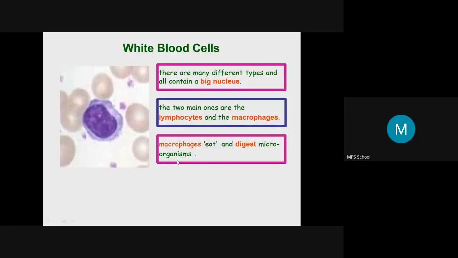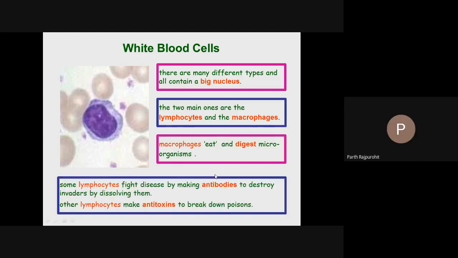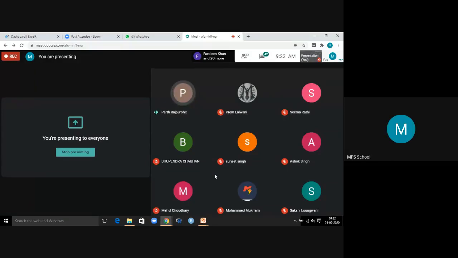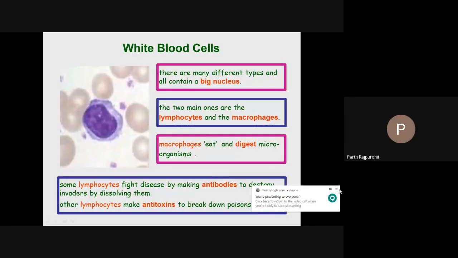They eat and digest the microorganisms. When any germs enter the body, the macrophages present in the white blood cells will eat and digest the microorganisms and excrete them from the body. And some lymphocytes fight disease by making antibodies. Antibodies are produced from the lymphocytes to destroy the invaders by dissolving them. And other lymphocytes make antitoxins to break down the poison.